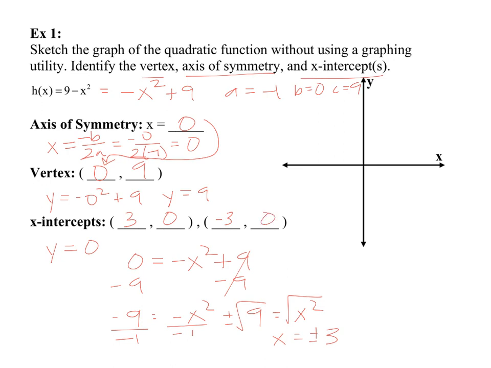All right, now I'm going to graph it using this information. So I have negative 3, 0. And I have 3, 0. All right, and then I'm going to go up 9. I'm up here. All right, and then there is my parabola, just a rough sketch using the intercepts and the vertex. All right, going on to example 2.